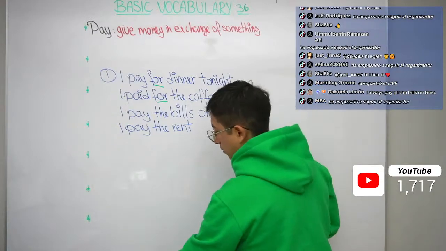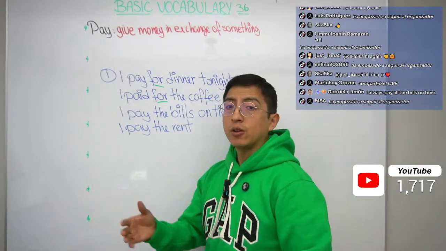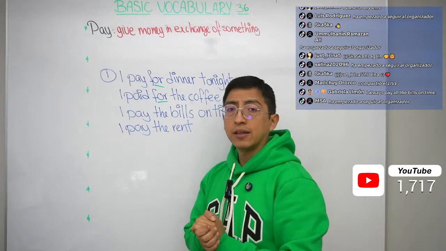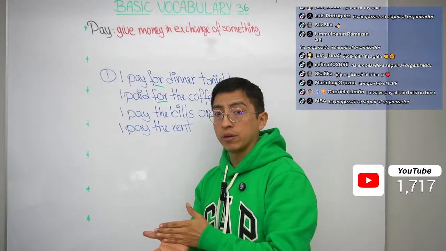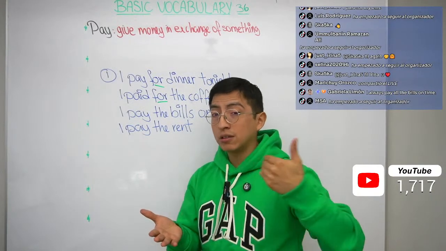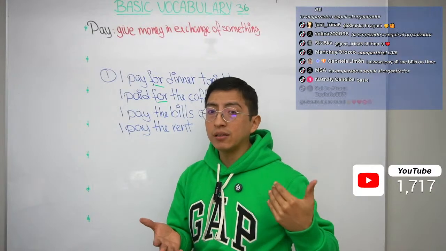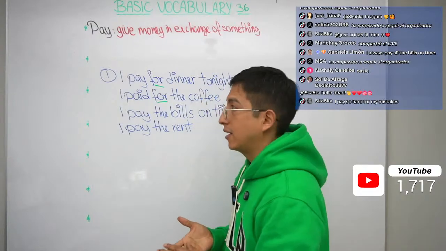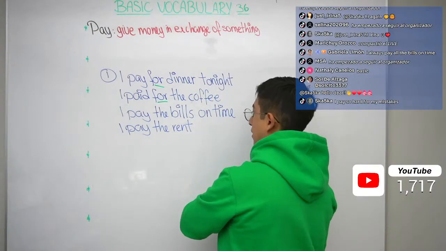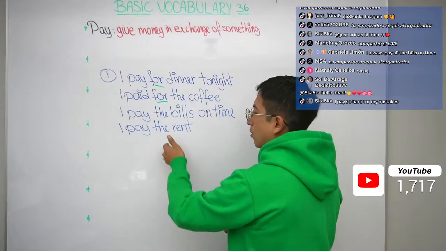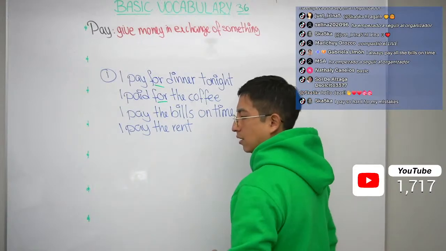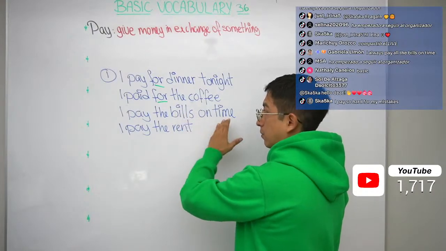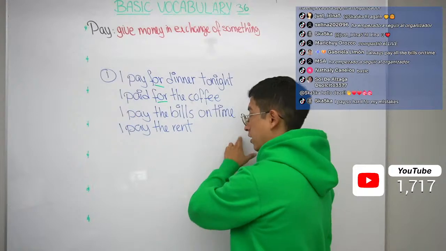On time. It means that I always pay for these services in the right moment, not after some days. I always pay them on time. Not after the deadline, maybe before or on the day that is appropriate. That is the second thing: pay the bills, pay the rent on time.